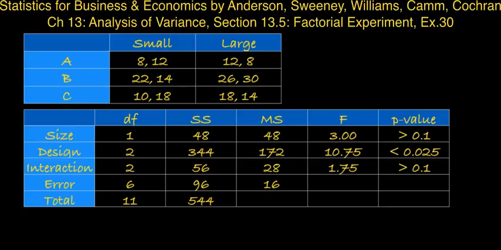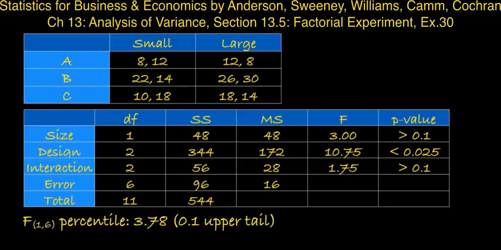Next, to find the p-values, we're going to need to look up F-distribution tables for the p-value corresponding to the F statistic 3.00. We're going to use an F distribution with 1 numerator degree of freedom and 6 denominator degrees of freedom. And 3.78 has an upper tail area of 0.1. The F statistic 3.00 is to the left of 3.78, so the tail area for 3.00 must be bigger than 0.1. In other words, the p-value is bigger than 0.1.